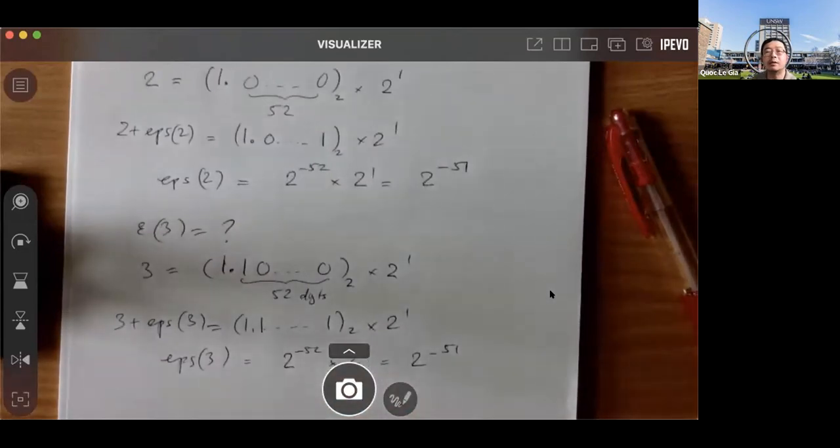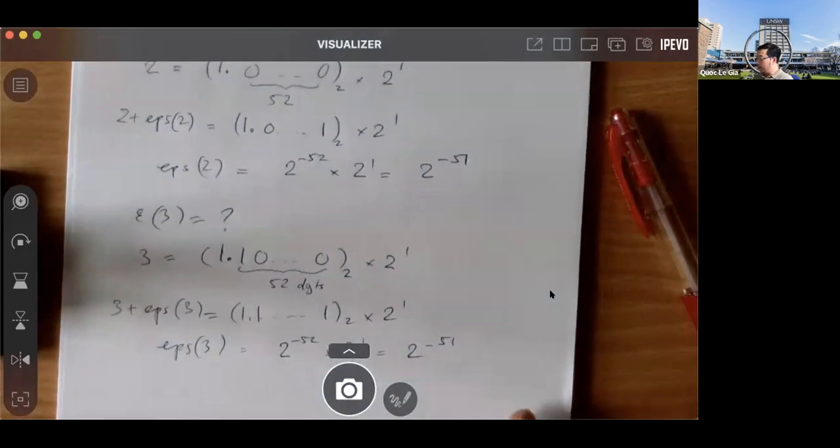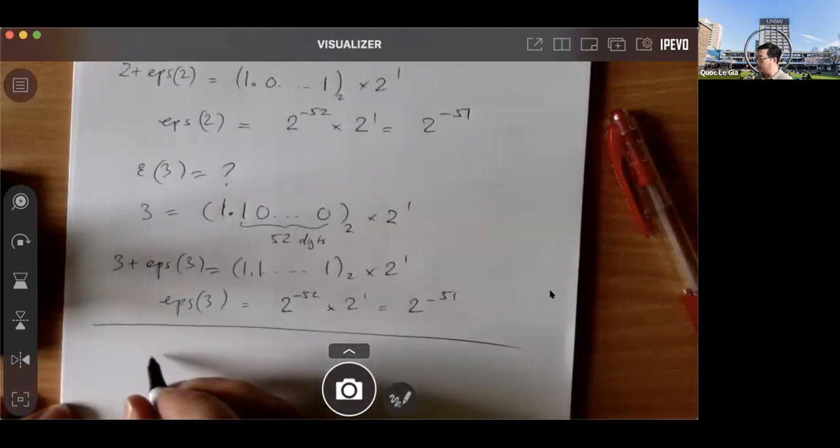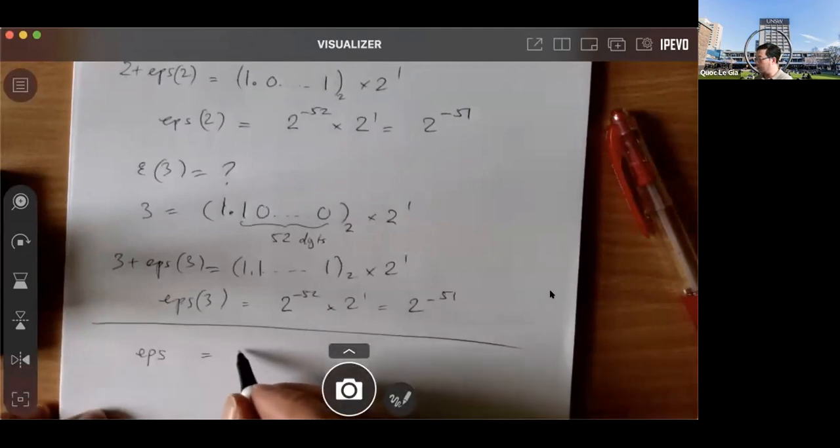Question: what happens if the 52nd digit is already 1? A very good question. What happens if the last digit is already 1? Well, I think you have to add to it. So let's take another extreme example. Suppose the last digit is already equal to 1.